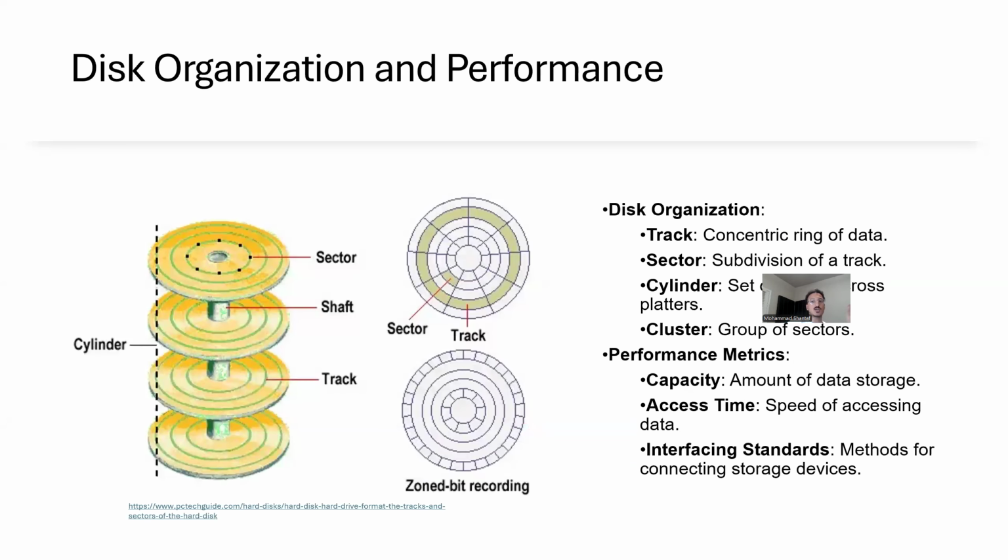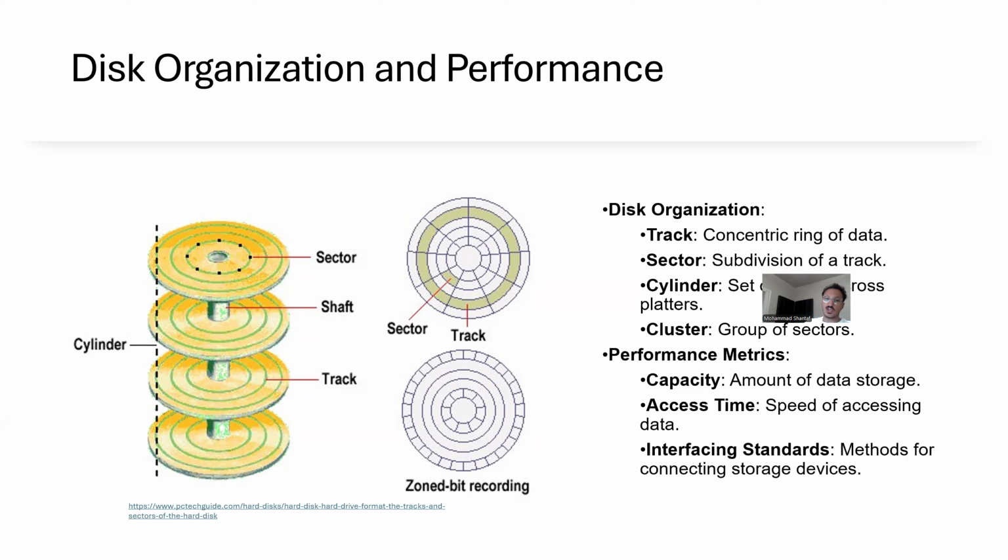So next over here, we'll talk about disk organization and performance. Under disk organization, there fall the track, sector, cylinder, and the cluster. As shown over here in the diagram as well, it shows all of that. The track is pretty much the ring of the data. The sector is the subdivision of the track. The cylinder is a set of tracks across the platter, and the cluster is just a group of sectors.